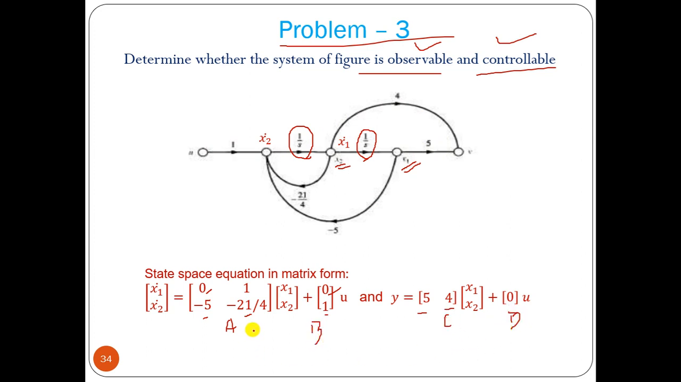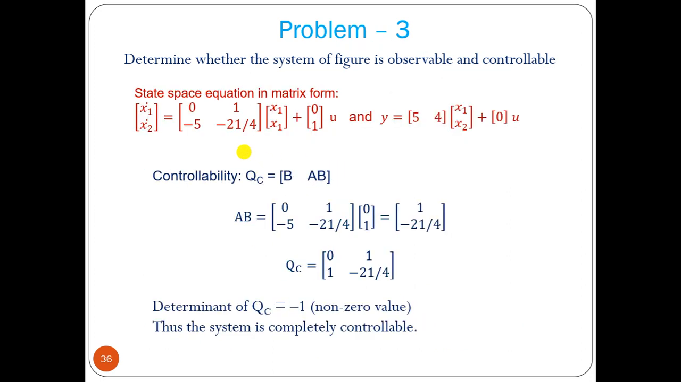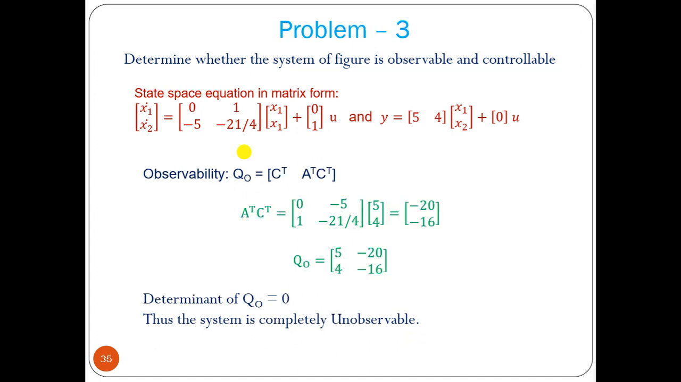What do we require to find observability? To find controllability, we require the A and B matrices. To find observability, we require the A and C matrices. That's all. Say in the first case, we have to find out the observability first. So we have to take the A matrix and the C matrix.